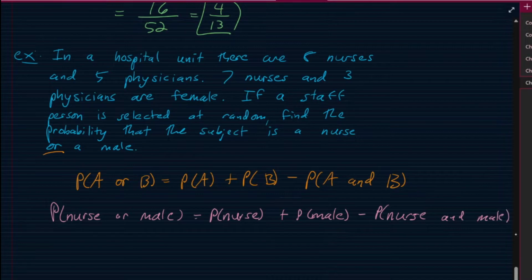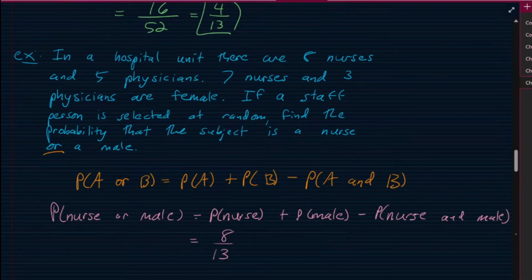So what's our probability that a randomly selected person is a nurse? Let's see. Well, there's 8 nurses and 5 physicians. So that's a total of 13 employees, I guess I'll say. 8 of which are nurses. So our numerator is 8, and our denominator is 13. So that one's 8 out of 13.